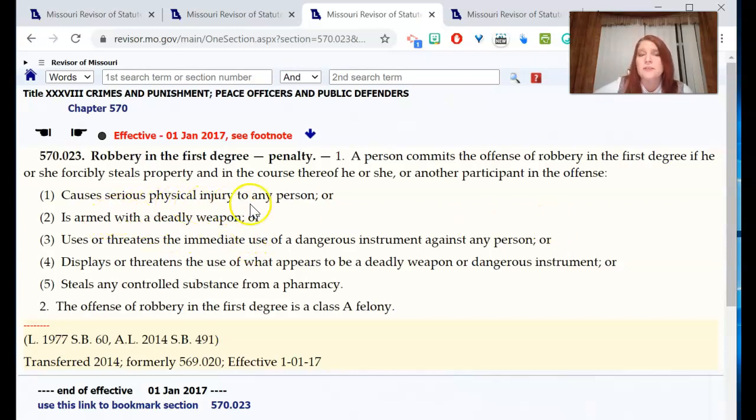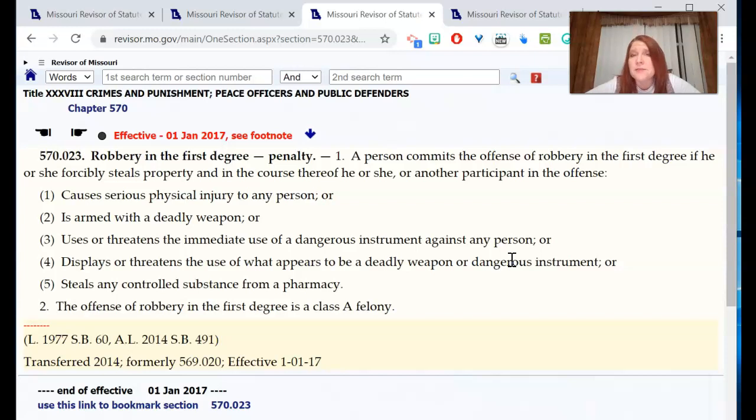Causes serious physical injury to any person. So if someone gets hurt seriously, it's going to be first degree. If you're armed with a deadly weapon, so you have a gun, first degree. If you use or threaten the immediate use of a dangerous instrument against any person, so you have a knife out and you actually threaten to use it, robbery in the first degree. You display or threaten the use of what appears to be a deadly weapon or dangerous instrument. So you make this motion under your coat, and they can't tell, but they think that you have a gun there. You display or threaten what appears to be a deadly weapon. So that's going to fall under this as well.